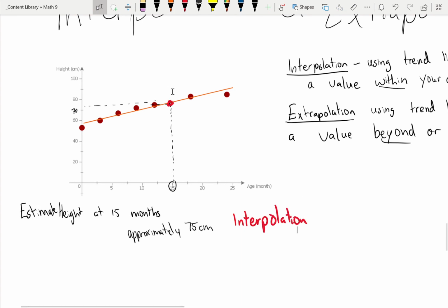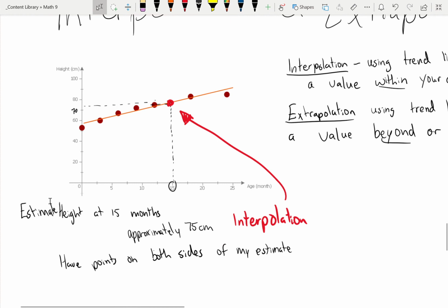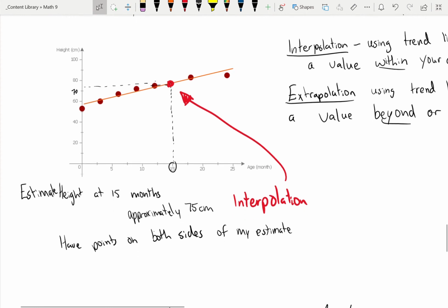Because the point that I'm trying to estimate is within my data set. I have points on both sides of my estimate. And this is going to be important.